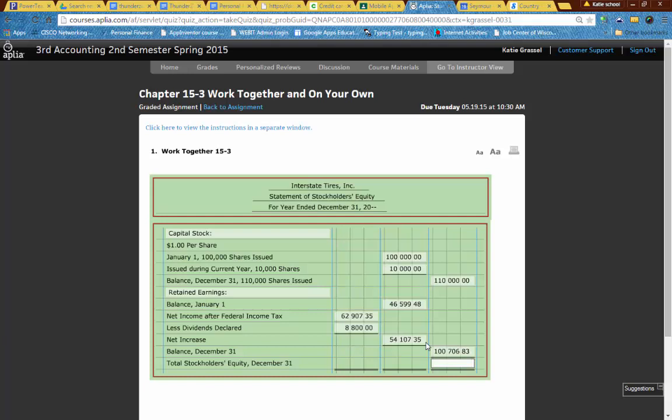So now my total stockholders' equity is going to be these two added together, right? Just add down. Because I had capital stock of $110,000, I have retained earnings of $100,000. Add those two numbers together, and that will give me $210,706.83. Now, we don't know if this is right yet. How we can prove that this number is correct is when we do our next financial statement.